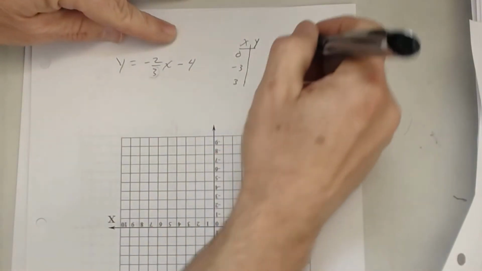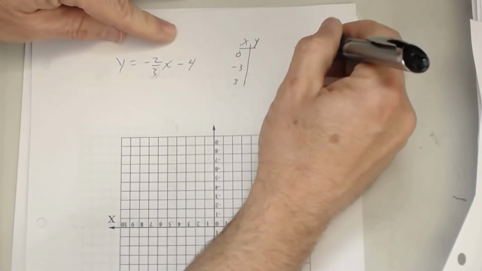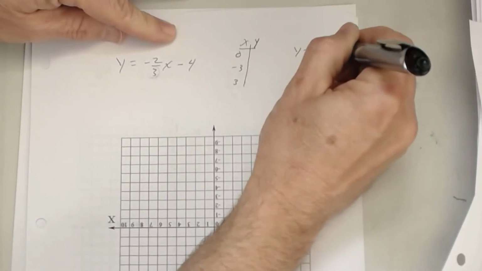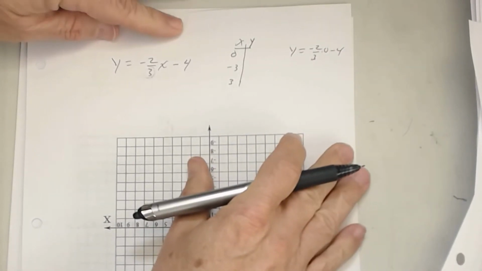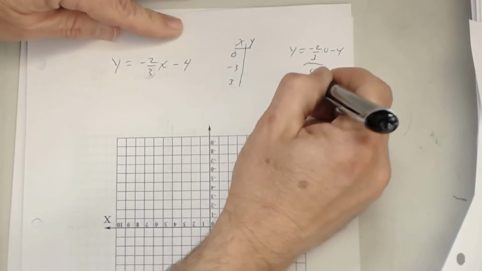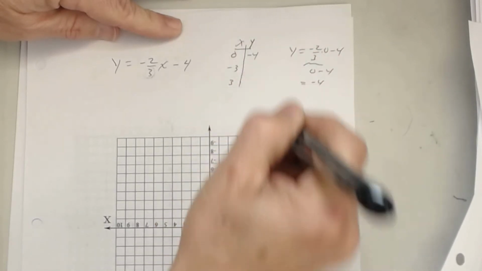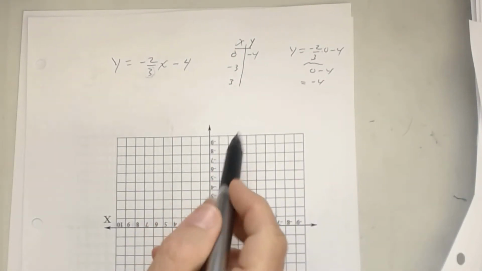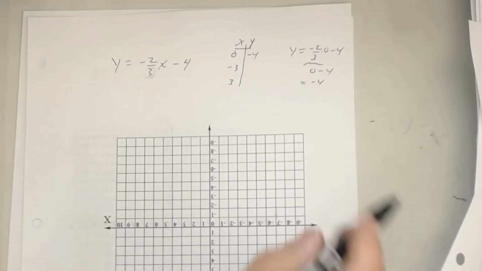So if x is 0, I get y equals negative 2/3 times 0, subtract 4, right? Negative 2/3 times 0 is 0. 0 subtract 4 is negative 4. Good. I'm just going to do 2 points. Let's do negative 3 for x.